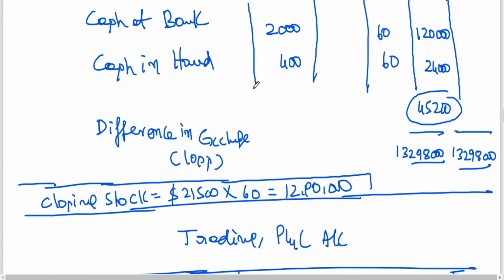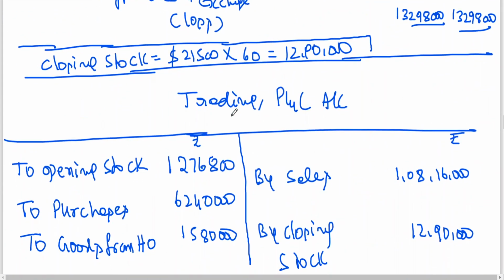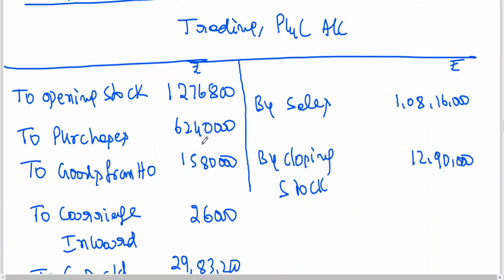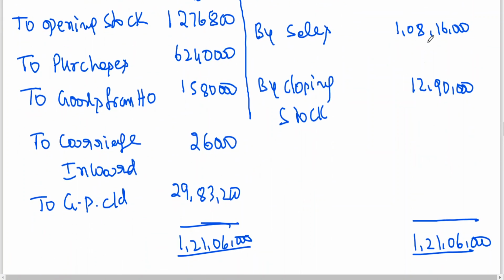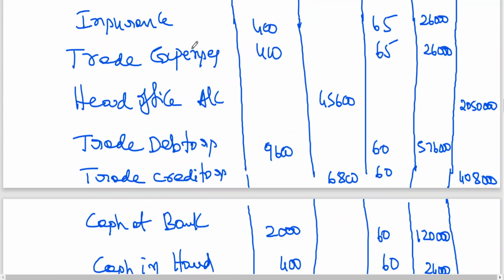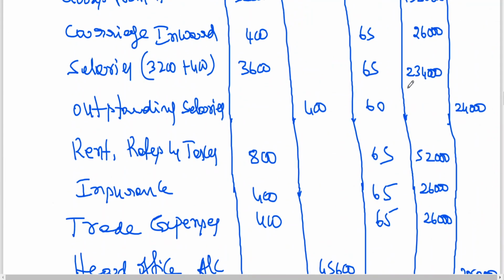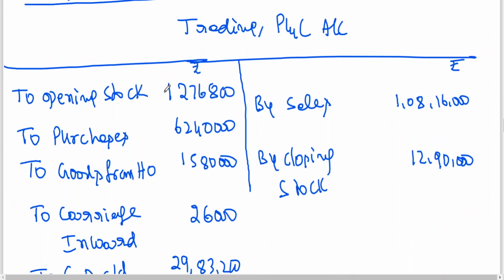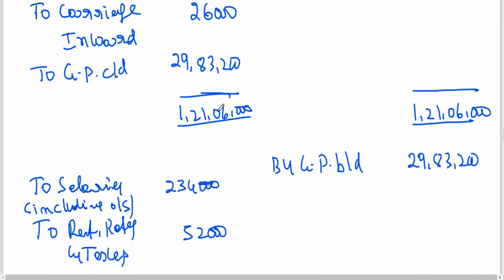Once you have the values, and the difference I told you, you can get the data: opening stock, purchases, goods from head office, carriage inward, sales, closing stock. Salaries I have already added, including outstanding. You can see salaries including outstanding, 2,34,000. How did you get it? You can see here. Once you convert the final accounts, you can do it, my dear friends.